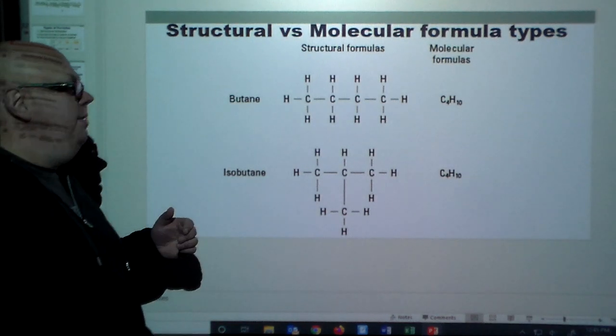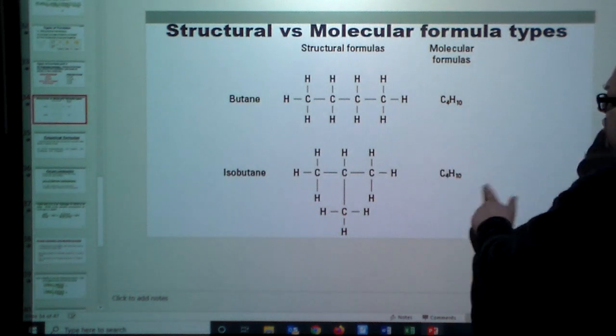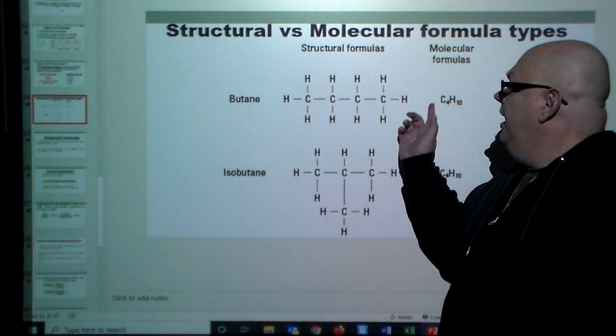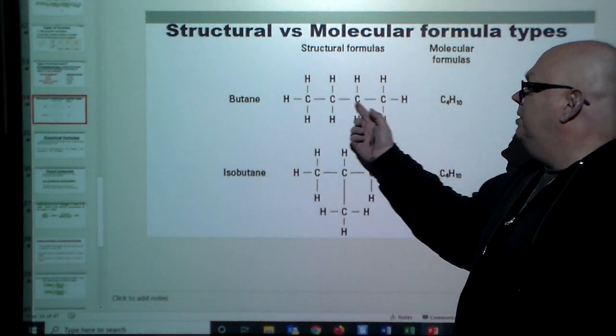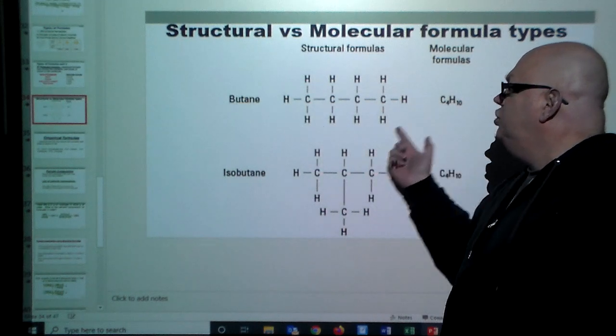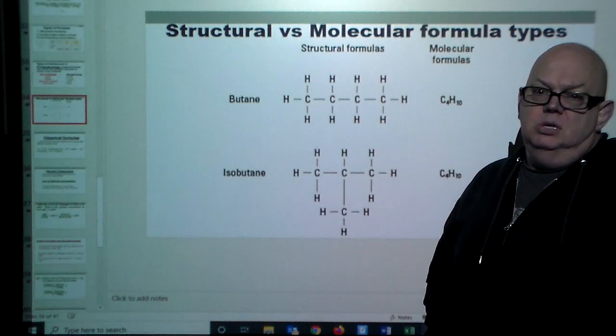Well, let's take an example here. We got two molecular formulas here, C4H10. They're both the same, but here's the difference. There you got 4 carbons arranged in a ridge, a backbone, if you will. Hydrogens all around it. That's called butane. You'll find those in cigarette lighters.